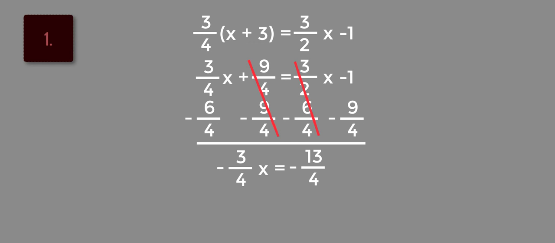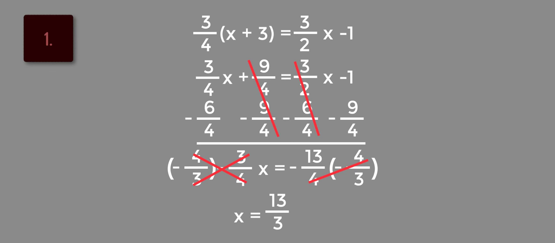Multiply both sides by negative 4/3, the reciprocal of negative 3/4. The 4's cancel. We end up with x equals 13/3. Because we have a negative 4/3 and a negative 13/4, we know the answer is going to end up being negative. So that ends up being negative 13/3 or negative 4 1/3.